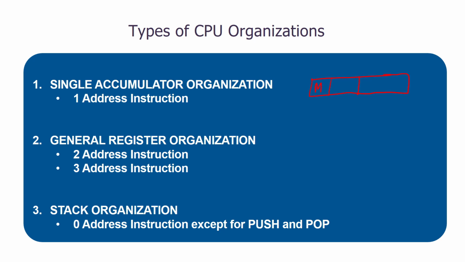This is the mode, this is the opcode, and this is the operand. So we want to perform an operation on an operand. This operand can be 1, 2 or 3. So if there is one operand, it is known as single operand. And how does this connect to one address instruction?